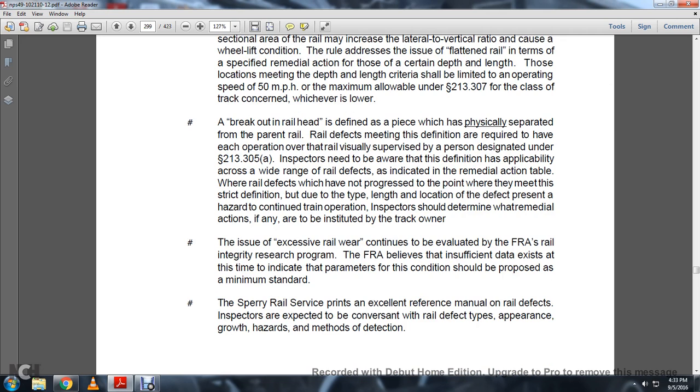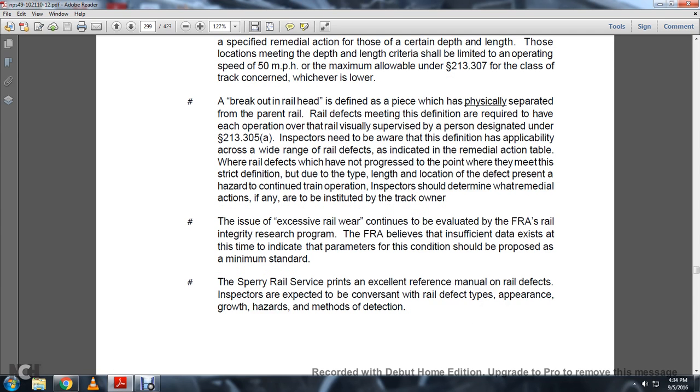A breakout in the railhead is defined as a piece of the railhead physically separated from the parent rail. A rail defect meeting this definition is required to have each train operation over the rail visually supervised by a person designated under 213.305A. The inspector needs to be aware this definition has applicability to a wide range of rail defects indicated in the remedial action table. Rail defects which have not progressed to the point where they meet the strict definition, due to type, length, location, or defect present, can continue to have train operation. The inspector should determine what remedial action, if any, is to be instituted by the track owner.